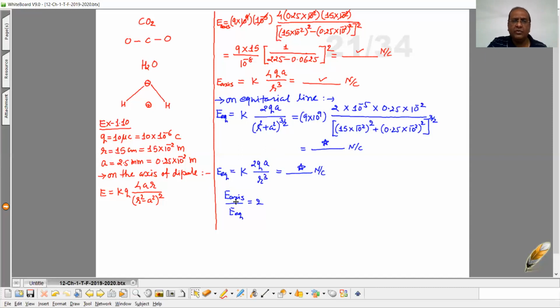And these two equations, this one and this one, are special cases. Compared to this 15 centimeter, 2.5 millimeter is very, very small. So we can neglect it, and then it is represented here by calculations. Yes, we can use this special case equation in this type of cases also. And then we can check this thing. If we take the ratio of E axis upon E equator, then it will come to 2, because here the point is at the same distance on axis as well as on equator. Clear?